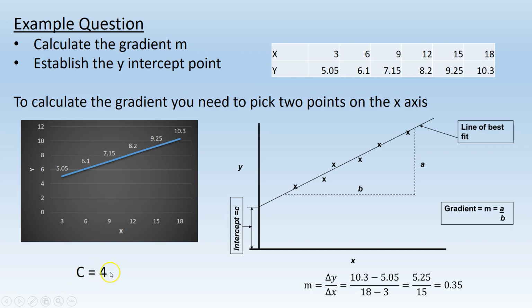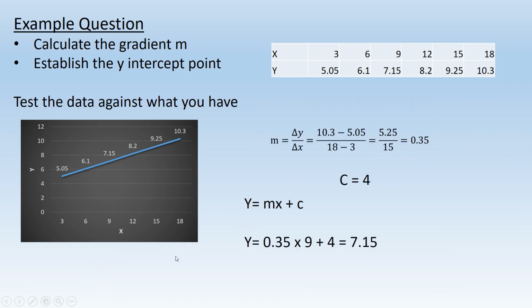Okay, so for this data, we've got our c, we've now got m. What we need to do is just test that. Check to make sure that you can punch this data back in and get back what you already know. So we're just going to check that c at 4 is correct, and that our gradient at 0.35 is right as well.